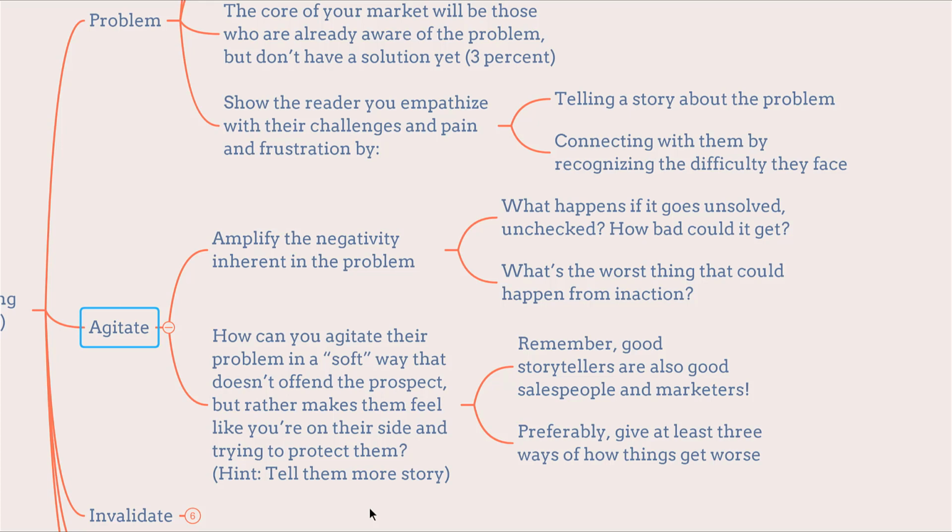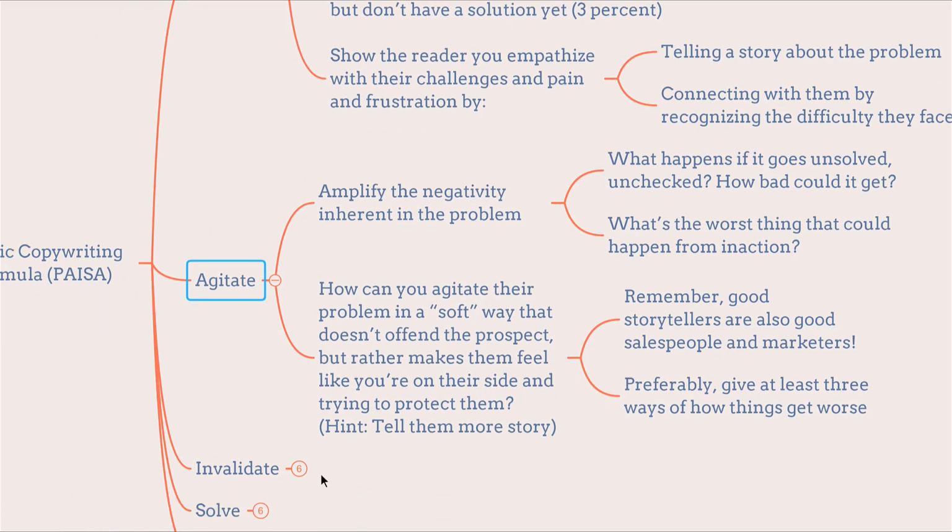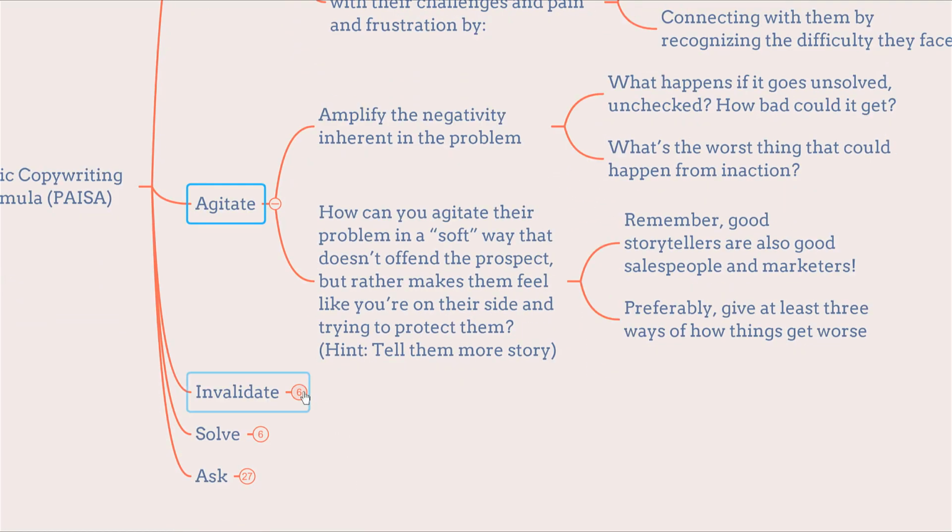You do this mainly by telling a story. Remember that good storytellers are also good salespeople and marketers. Preferably give at least three ways of how things can get worse if they don't take the actions that they need to take now. After you're covering problem and agitate, you want to go on to invalidate.